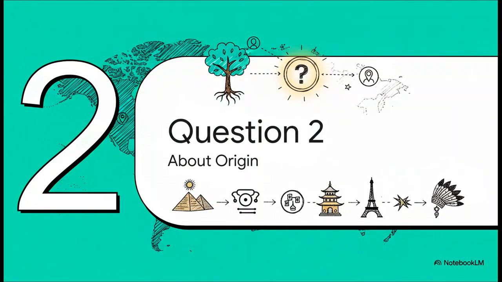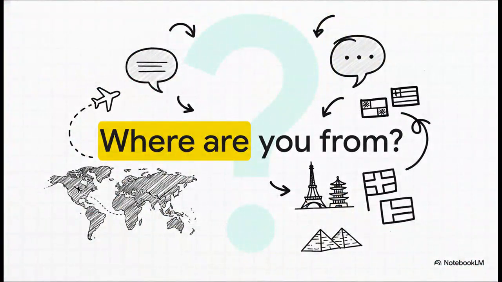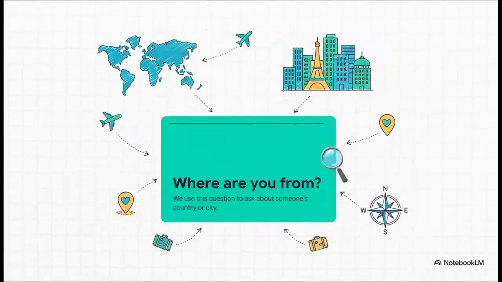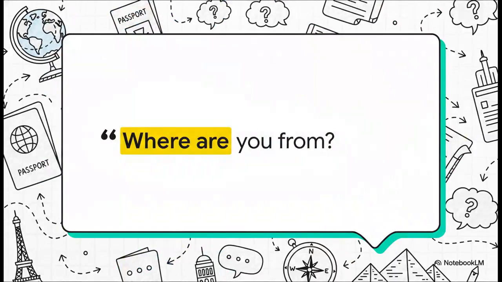This one is all about finding out where a person comes from. Okay, our second question is, where are you from? Just listen to how the words flow together. So when do you use this one? Well, you ask where are you from when you want to know about someone's home country, or maybe even their home city.